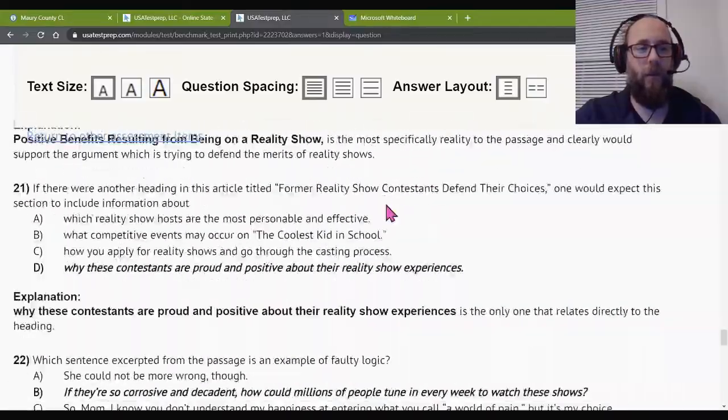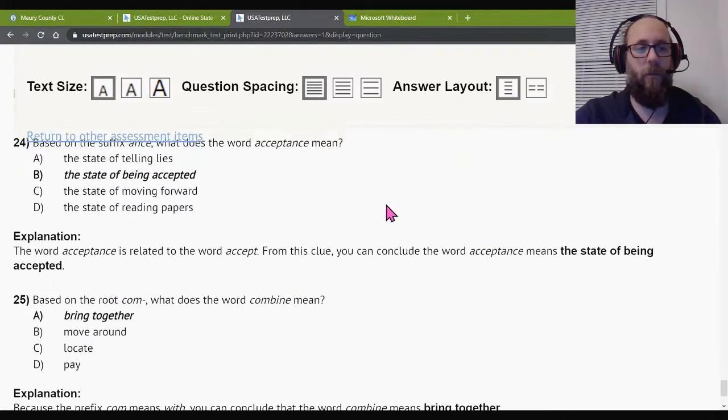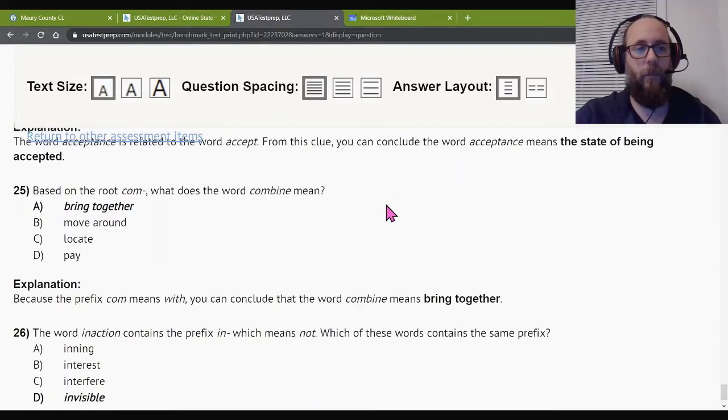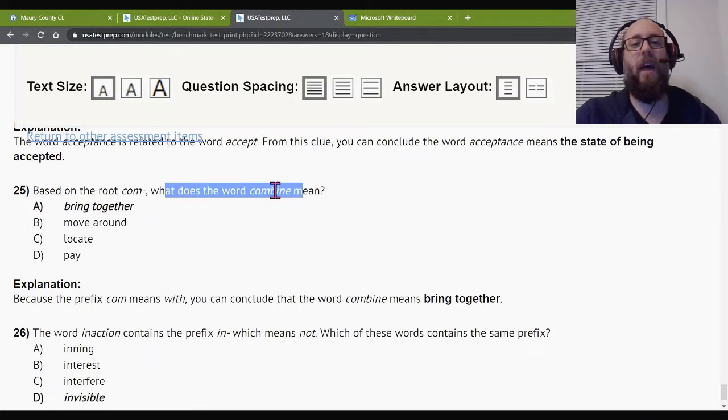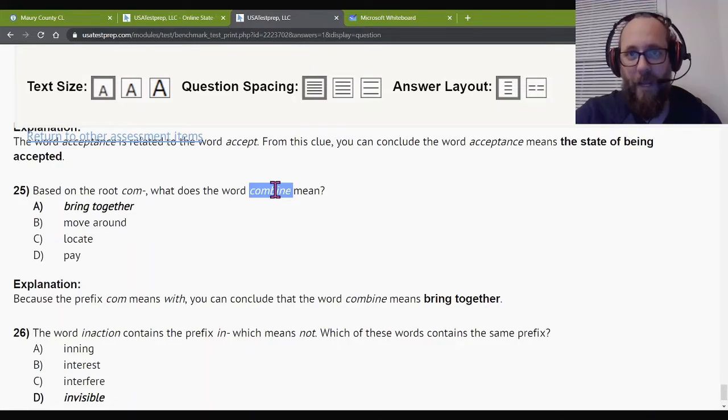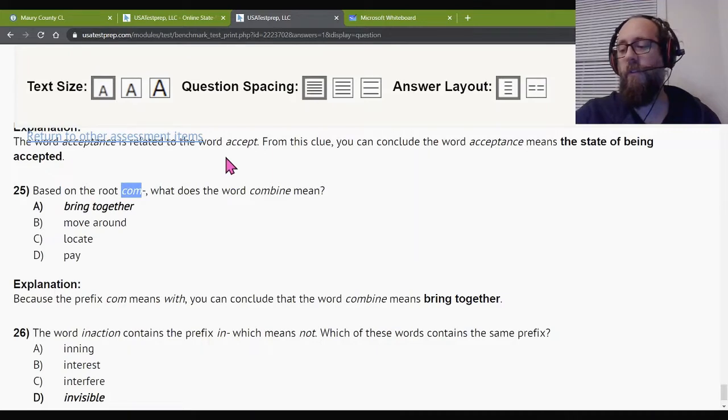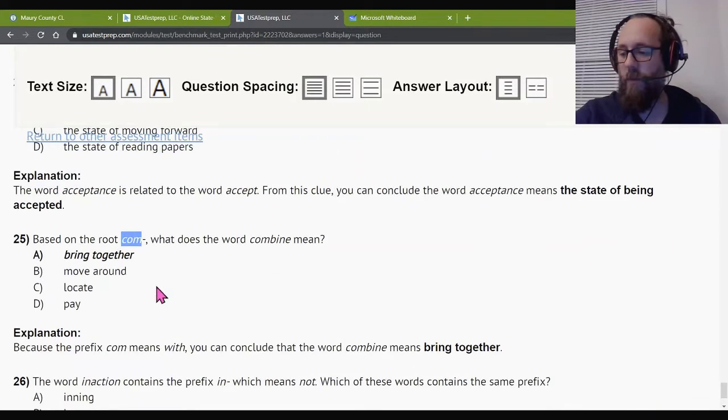Let's look at number 25. All the way down. All right, 25. Here we go. Number 25: based on the root com, what does the word combine mean? I think most of you know what the word combine means, so that was pretty easy. But really it's this root com that means combine. So those were two of the easier questions. But that's not it. This is not so simple.